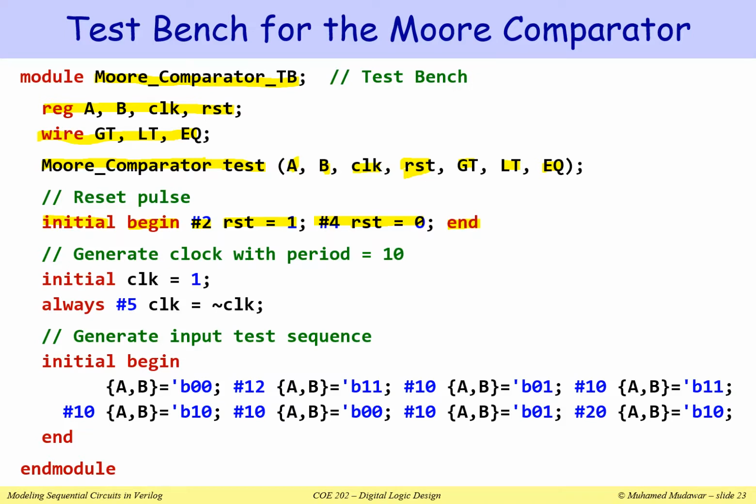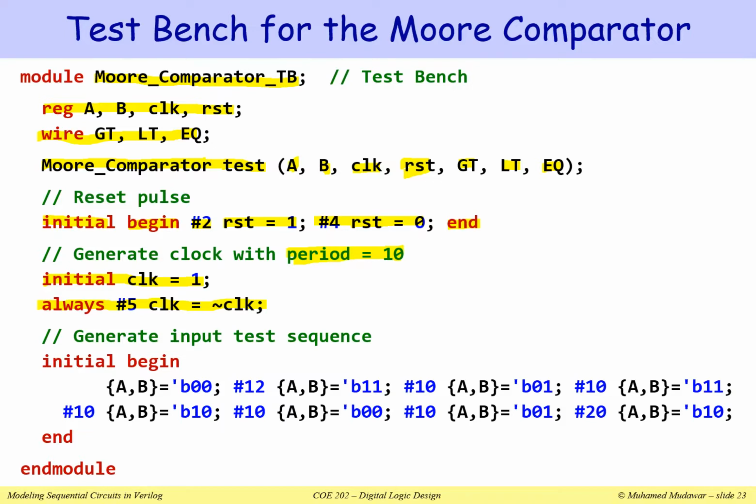The clock will be generated exactly the same way as we have done before. We initialize the clock to 1 using an initial statement, and every 5 time units I'm using an always statement to invert the value of clock. Because I'm inverting it every 5 time units, the period will be equal to 10 time units, as we have seen before.